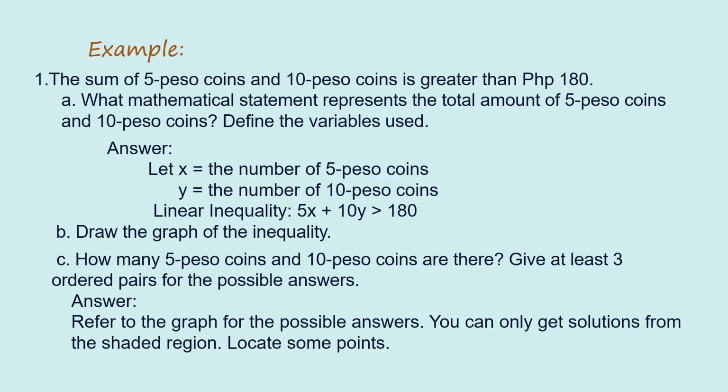And then, we already have the graph that we will show on the next slide. For the number of 5 peso coins and 10 peso coins, we will find out by locating 3 points, or 3 ordered pairs, for the possible answers.